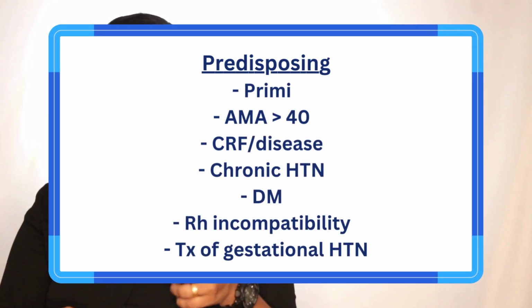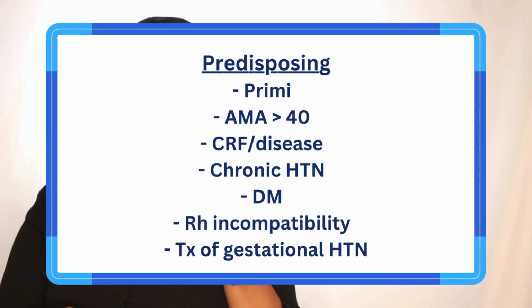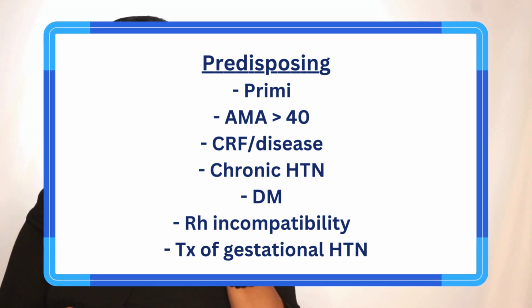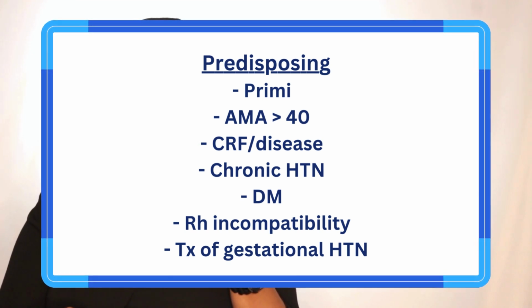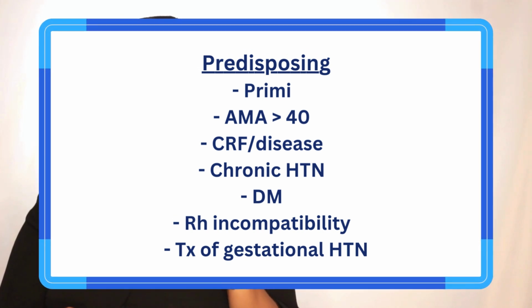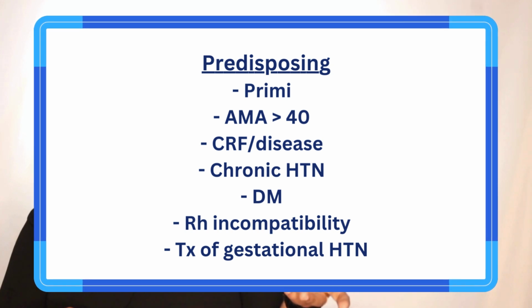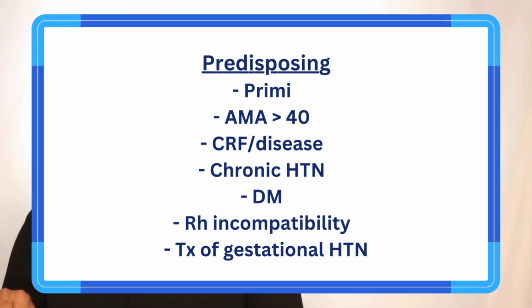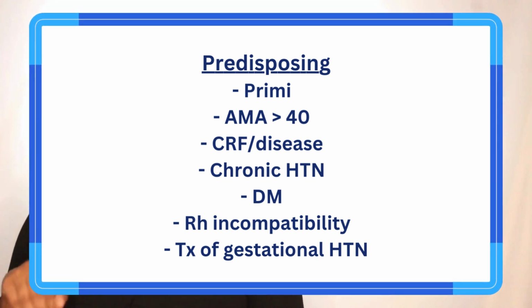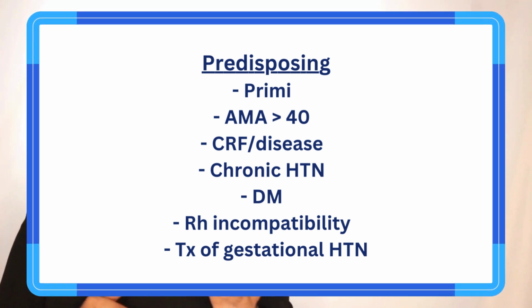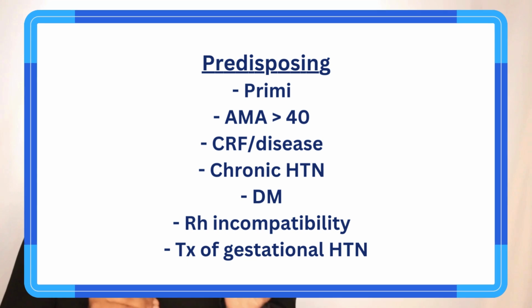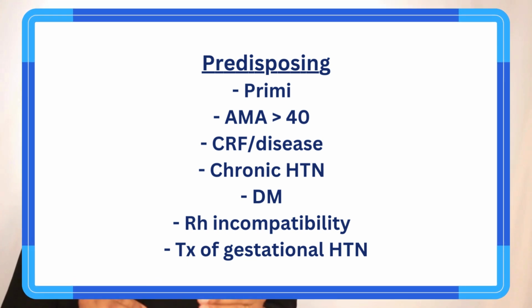Now, coming to a pregnant woman, let's look at what are the predisposing factors or risk factors why a particular person can develop gestational hypertension. The first is if it's a primigravida. A first pregnancy has higher risk of developing gestational hypertension. An age of less than 19 or over 40 years of age. If the person has an existing chronic renal disease, chronic hypertension, diabetes mellitus, an Rh incompatibility during pregnancy, and a history of gestational hypertension. These are the patients who are at a higher risk of developing gestational hypertension during the present pregnancy.